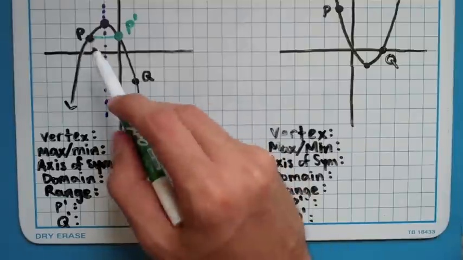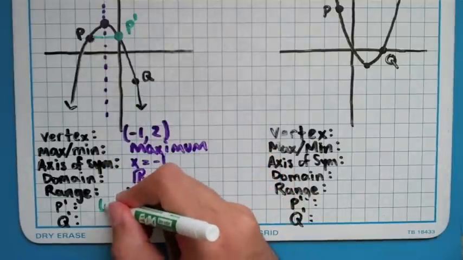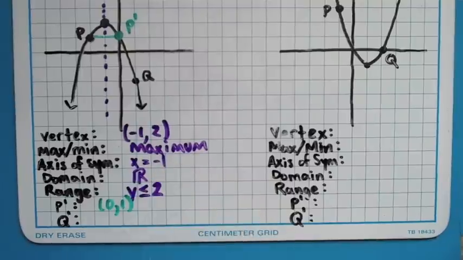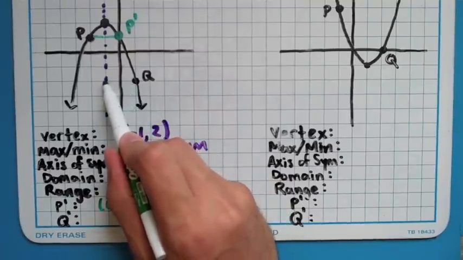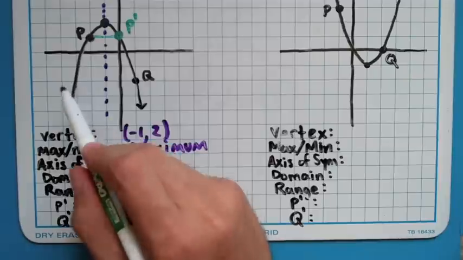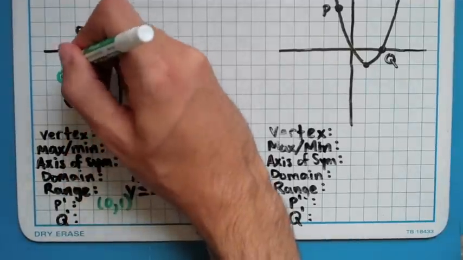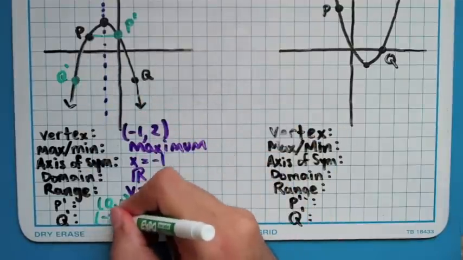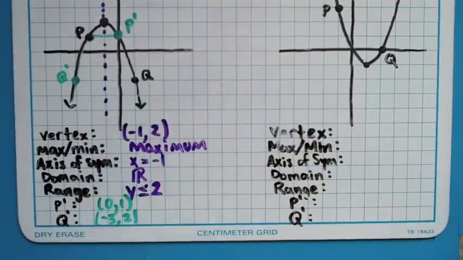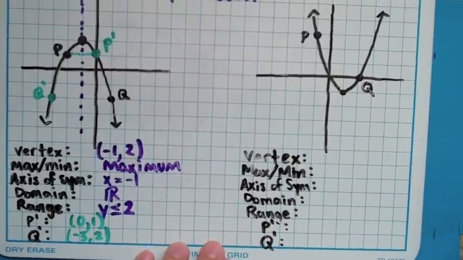P prime is located, again, I just counted 1 unit to the other side. That's at 0, 1. And finally, Q prime, here's Q. Q is 2 units away from the line. I go 2 units on the other side, reflecting it over the dotted line. Q prime appears to be at -3, 2. So it's kind of handy because if you know a point on a quadratic, you can get another point just by using that axis of symmetry. So try to do this problem start to finish for yourself.